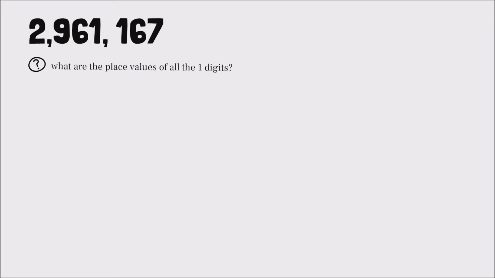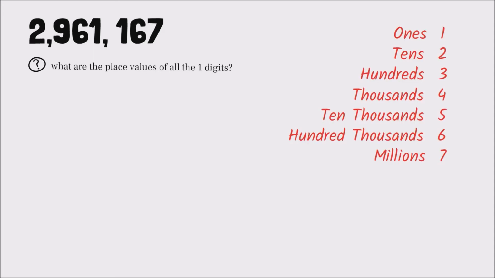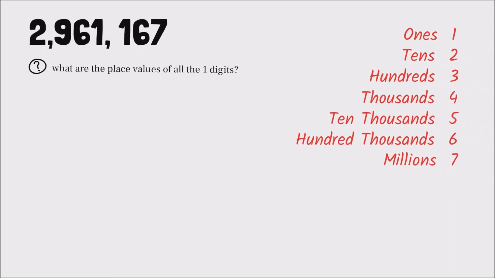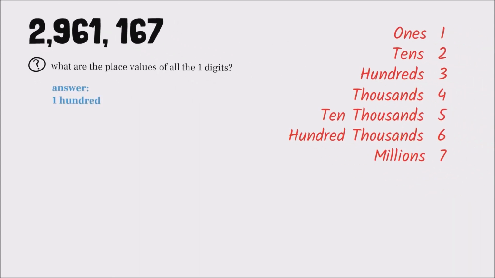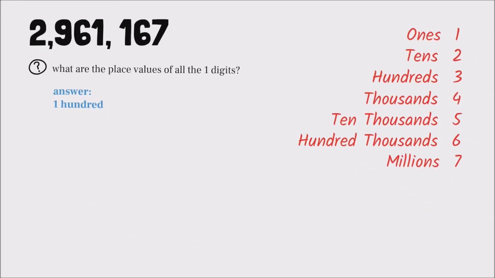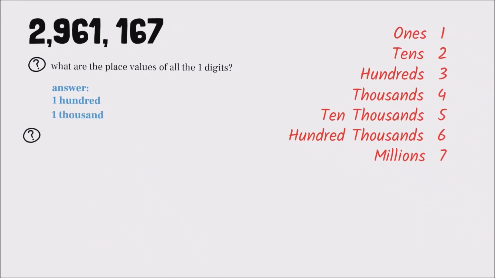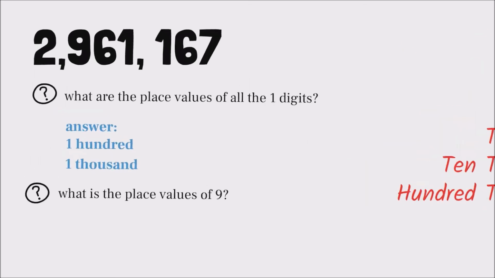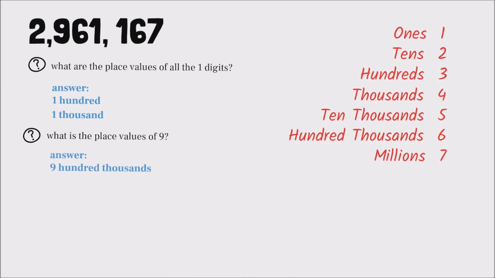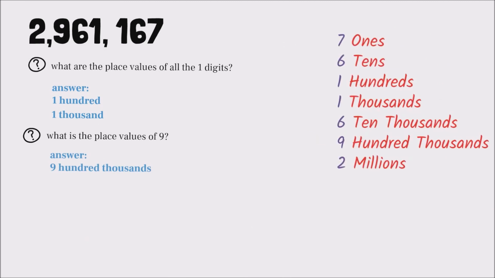Going from the right, our first 1 digit is in third place, so this means that it has the hundreds place value. The next 1 digit is fourth, so the place value name is thousands. What about the place value name for the 9? 9 is sixth from the right, so 9 has the place value 100,000s. And by filling out the place value names for the other digits, we get the following.